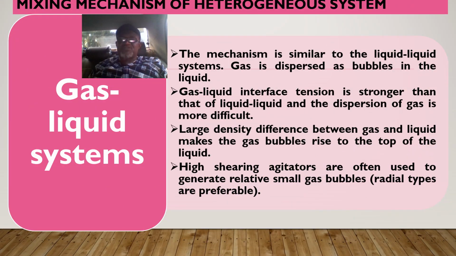Mixing mechanisms of heterogeneous systems. This is gas-liquid systems. For gas-liquid systems, the mechanism is similar to liquid-liquid systems, but gas is dispersed in the liquid. So gas-liquid interface tension is stronger than that of liquid-liquid, and the dispersion of gas is more difficult. Large density difference between gas and liquid makes the gas bubbles rise to the top of the liquid. High shearing agitators are often used to generate relatively small gas bubbles. Radial types are preferable to the other types of agitators.